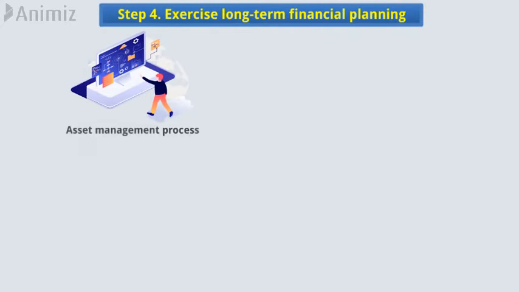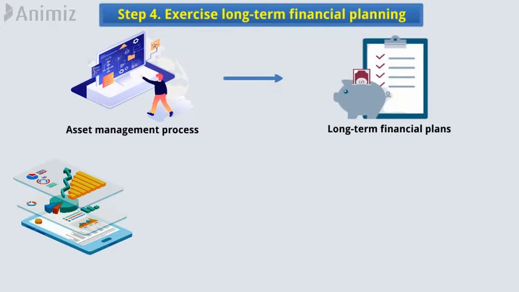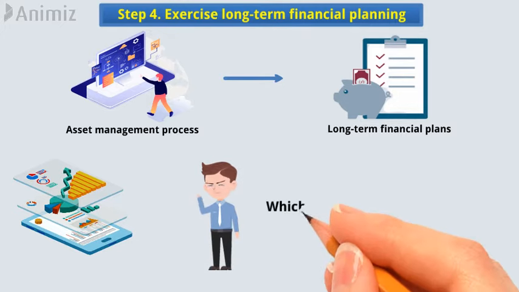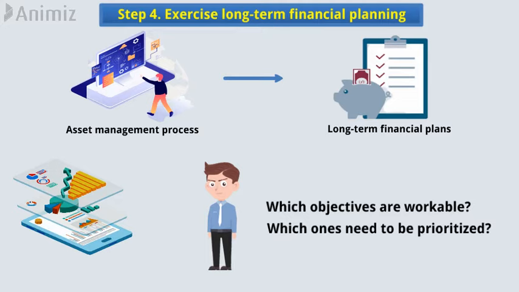Step 4. Exercise long-term financial planning. Ideally, the asset management process that a firm owner adapts should easily translate into long-term financial plans. With a good financial plan in place, the owner can then assess which objectives are workable, and which ones need to be prioritized.